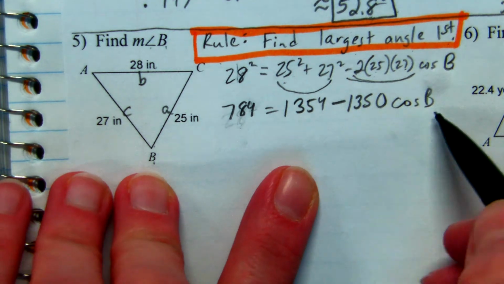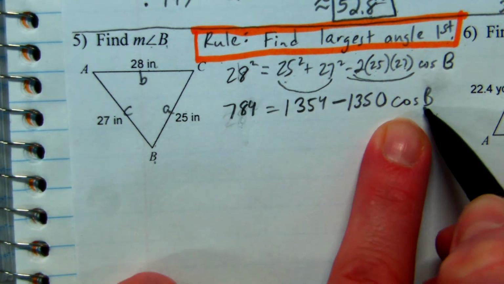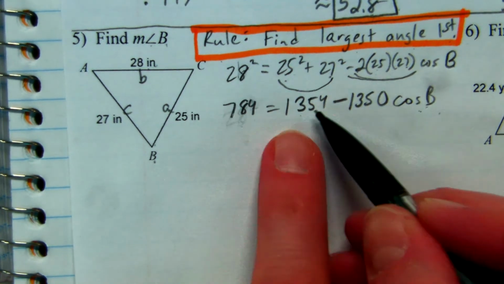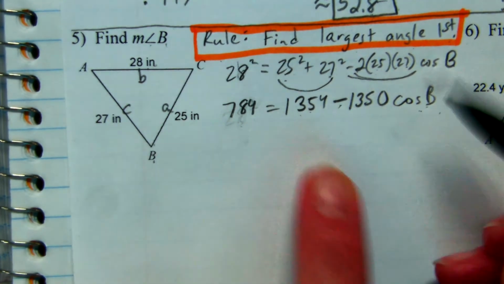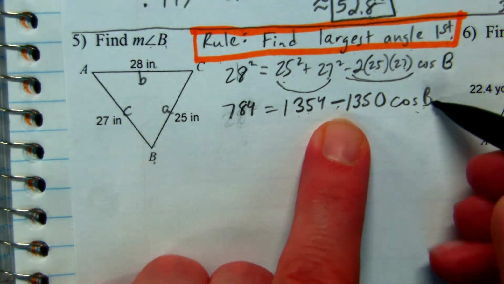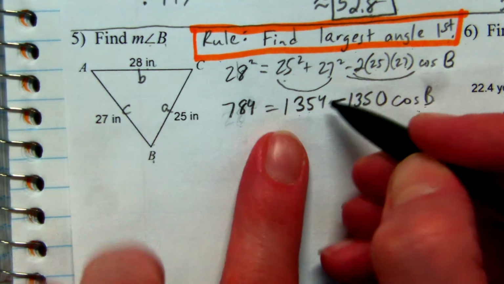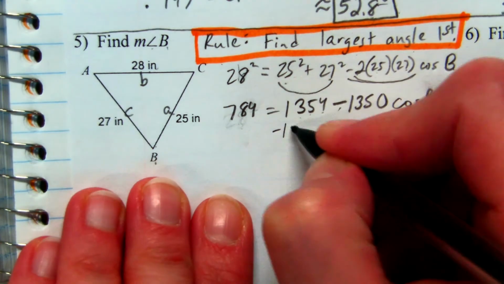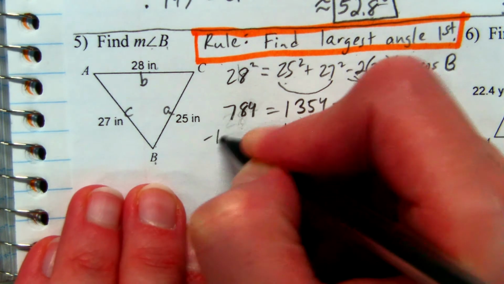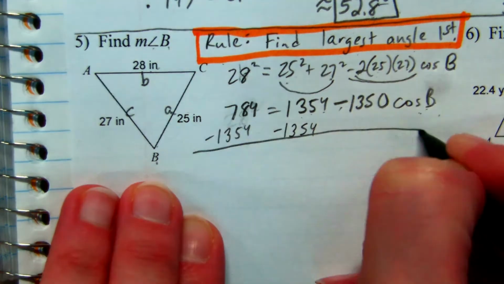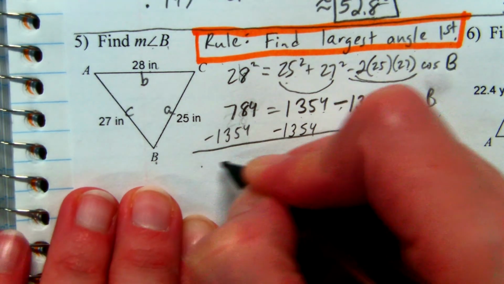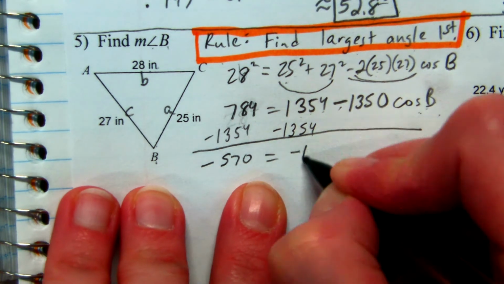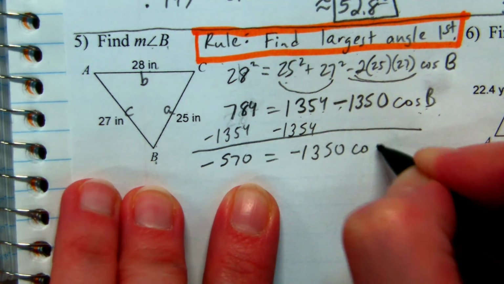So pretend this is just an x for a second. We have to treat these as two separate terms. They're separated by a minus sign. So first you want to get the part with cosine B in it by itself, which means we need to eliminate the 1354. So subtract that off of both sides. And we get a negative. That's okay. It'll cancel out in a little bit. So you get negative 570. And over here we have negative 1350 cosine B.